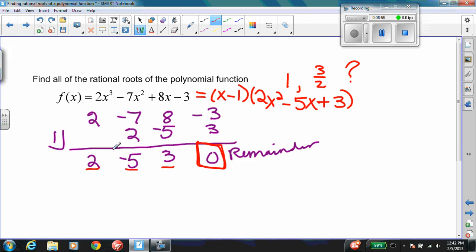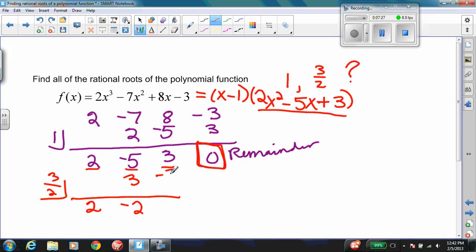So now I need to just look at this. This is my new function, 2x squared minus 5x plus 3, and I'm going to try 3/2 and see if 3/2 would also be a root. I don't need to try it with this whole polynomial now, because I know that I already divided the x minus 1 out of this to give me this trinomial. So bring down a 2. 2 times 3/2 is 3, and then add -3, and my remainder is 0.